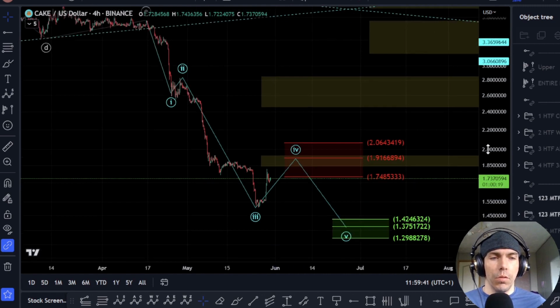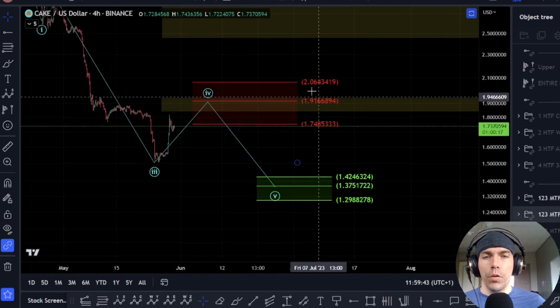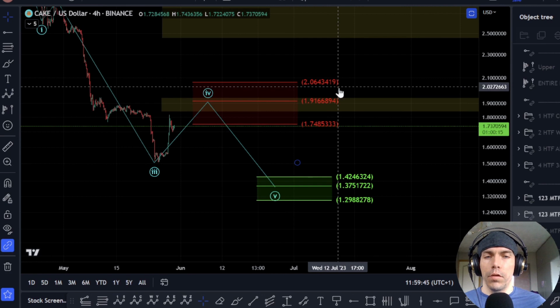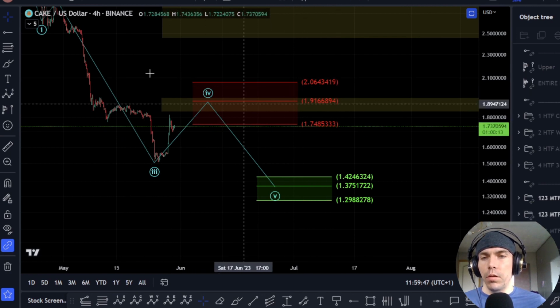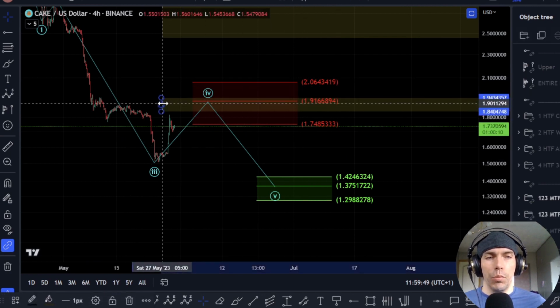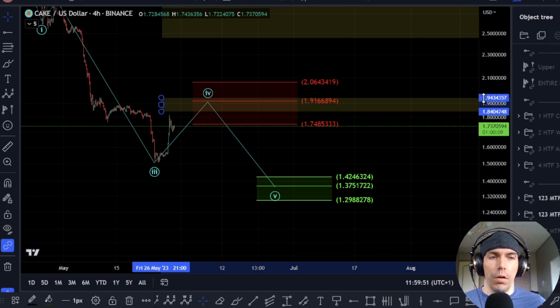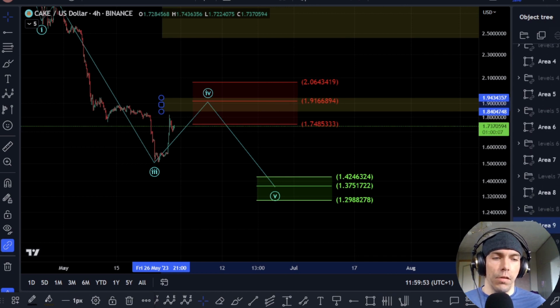So an interesting zone that I'm keeping an eye on here is for as long as we remain below this $2.06 area, we could actually see some rejection. Now, we do have this target box area above us between this $1.94 to this $1.84 area.